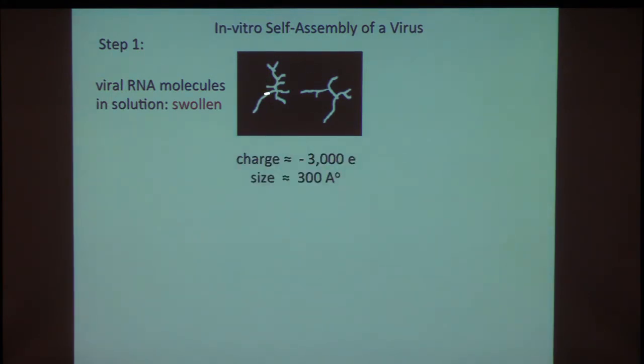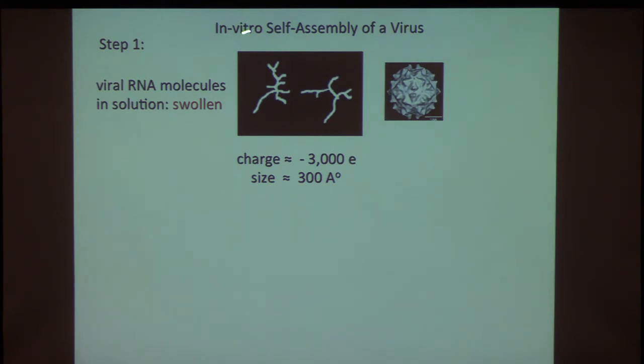They are highly charged, about -3000, and the size is comparable to that of the virus. It's a bit bigger. This is 30 nanometers. So this is roughly drawn to scale. So you need to squeeze it somewhat to get it inside. These walls are thick, so you actually have to squeeze it a lot if you want to assemble it. So assembling a virus means taking this RNA molecule and somehow getting it on the inside here.